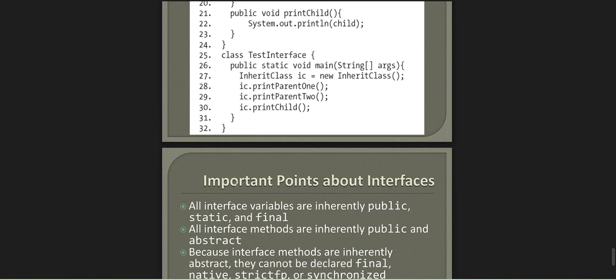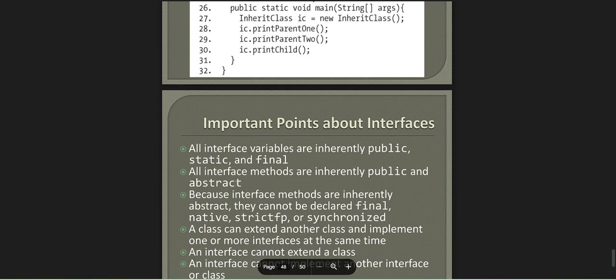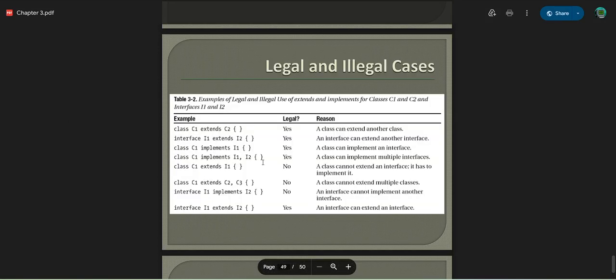Important point and interface: all the interface variables are inherently public, static and final. All the interface methods are inherently public and abstract. Because the interface methods are inherently abstract, they cannot be declared final, native, strictfp and synchronized.